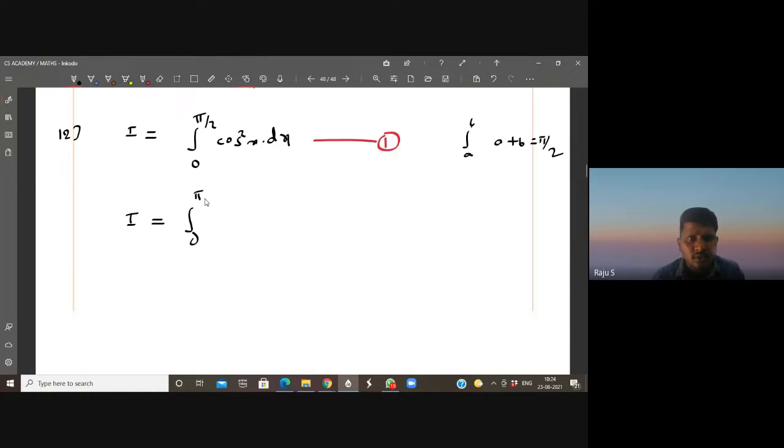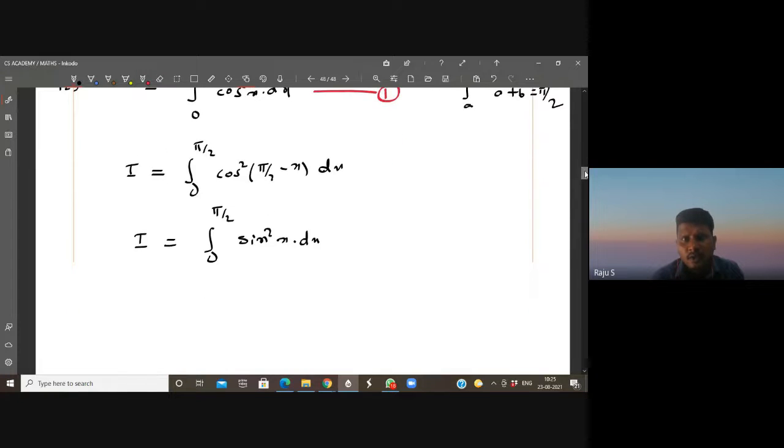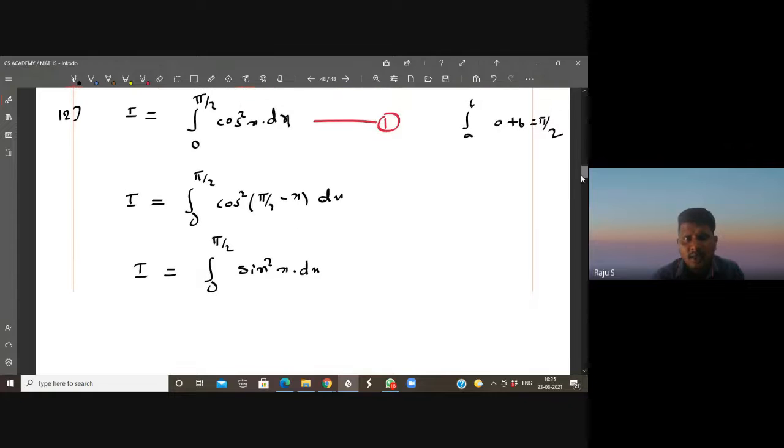So in this case, we can write like this. Integral 0 to pi by 2 becomes cos square of pi by 2 minus x. This is one of the properties. So 0 to pi by 2, cos square of 90 minus x means sin square x. Okay, don't go through that. Just I'm explaining that second method. This is the second method. This is 2.